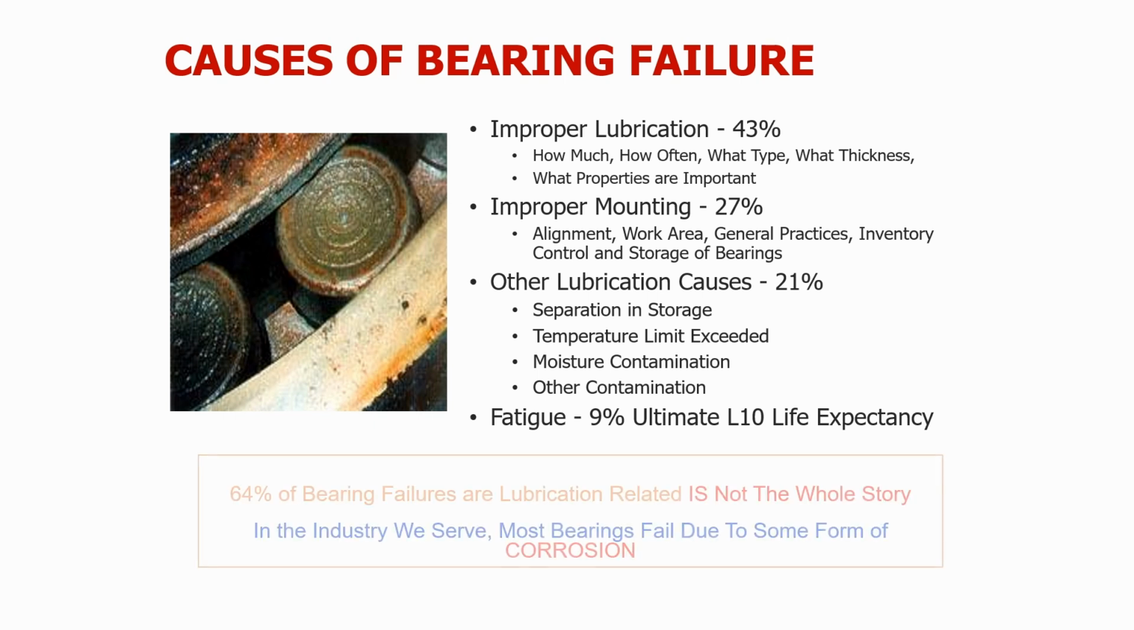64% of bearing failures are lubrication-related. While lubrication issues are a significant cause, it's emphasized that this is not the complete story. Corrosion. In many industries, corrosion is a major cause of bearing failure. Bearings often fail due to various forms of corrosion, which might be due to environmental factors, chemical exposure, or improper maintenance practices.